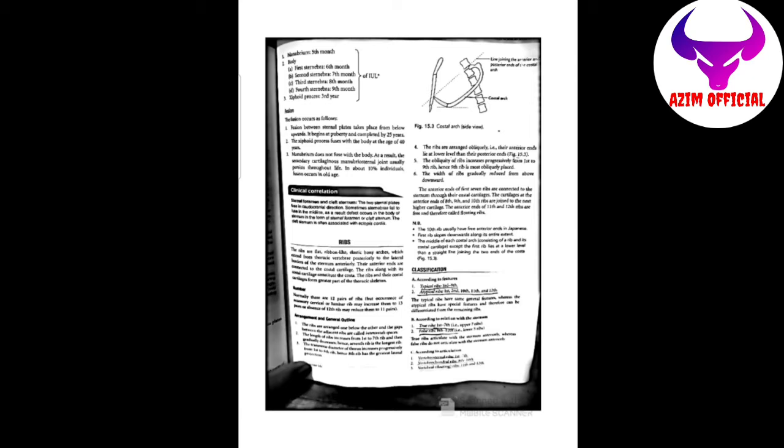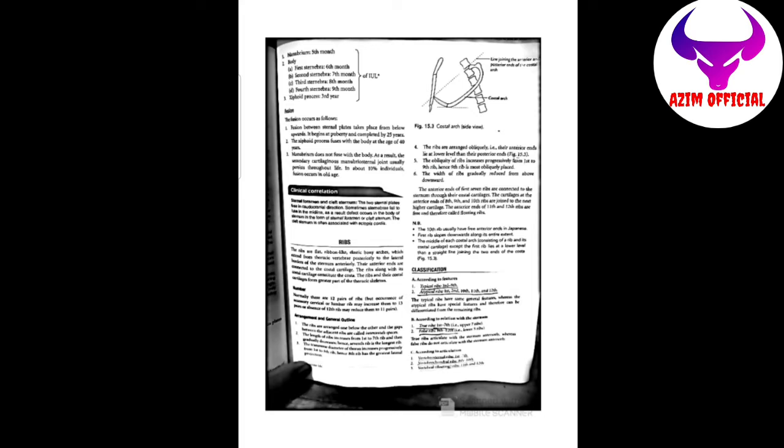Are you clear up to this? Yes, sir. Okay. So the anterior ends of the first 7 ribs are connected to the sternum through their costal cartilages, and the cartilages at the anterior ends of the 8th, 9th, and 10th ribs are joined to the next higher cartilages. The anterior ends of the 11th and 12th ribs are free and therefore called floating ribs, as I said previously.